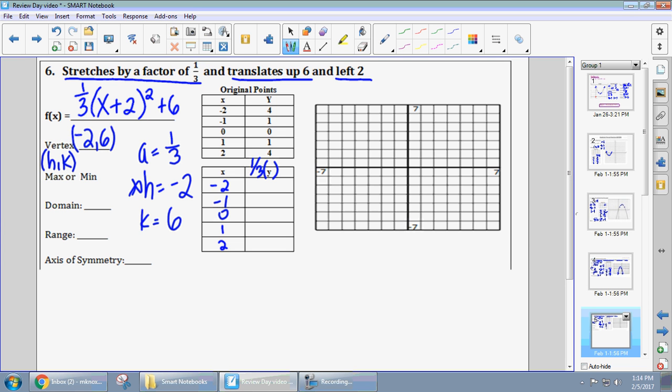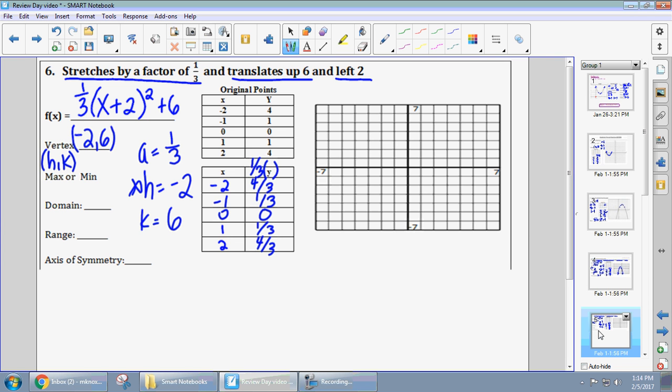1/3 times 4 is just going to become 4/3. And then if you have -1, 1, it's going to be 1/3 times 1 is 1/3. And then 1/3 times 0 is 0. 1/3 times 1 is 1/3. And then this one's going to be 4/3 again. You won't have a fraction like this on your test tomorrow. I'm sorry I didn't get that fixed before we started today. So that's why we're doing this one together.